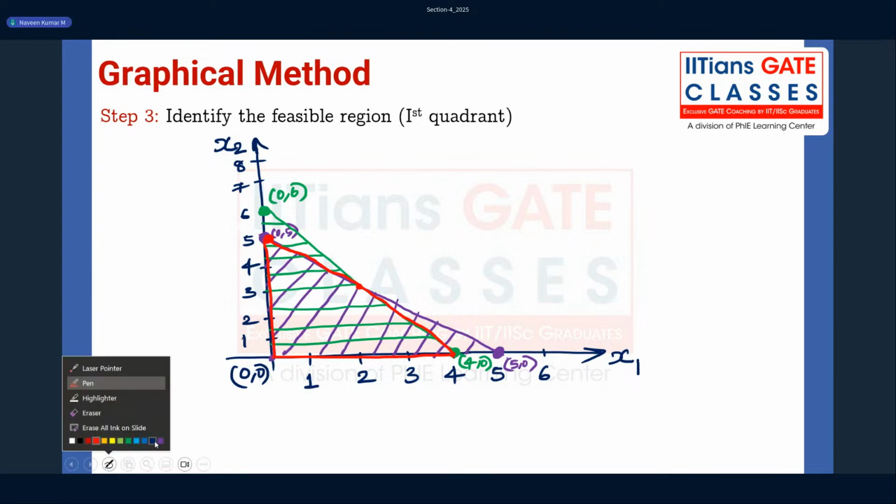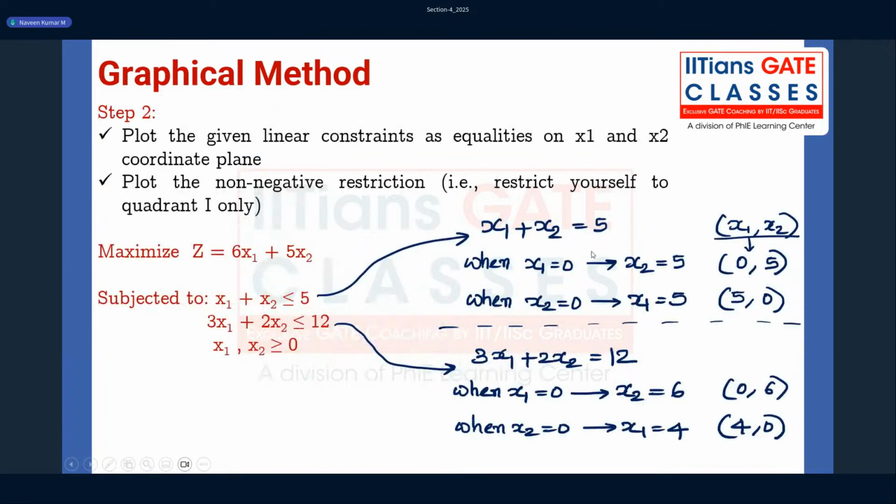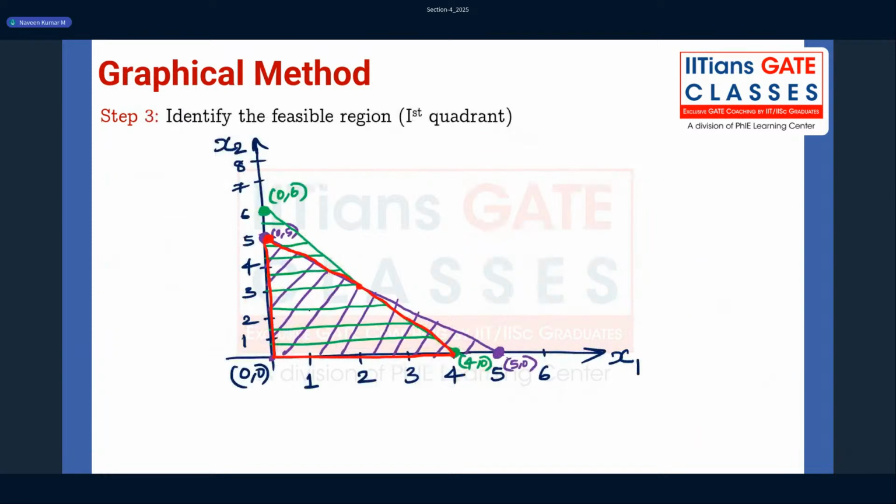If you want to find the intersection point, you just take x1 plus x2 is equal to 5 and 3x1 plus 2x2 is equal to 12. You find the common point, and you'll get the point as 2, comma 3. It's simple mathematics. You can just find the intersection point. Okay.